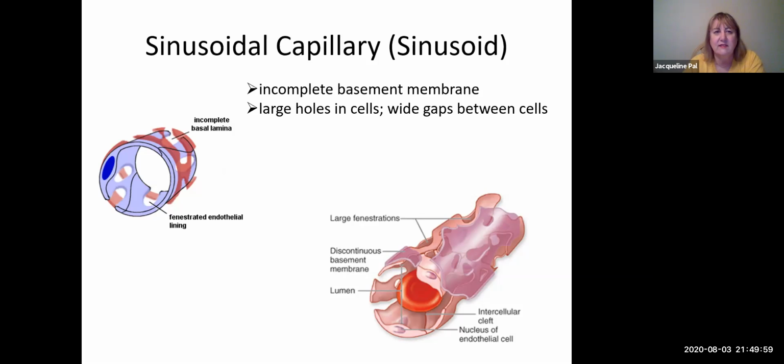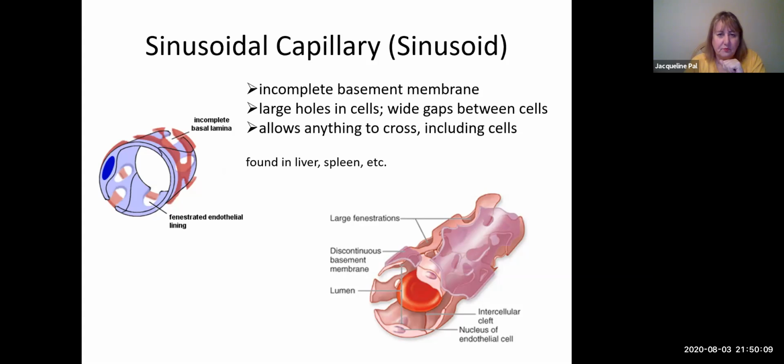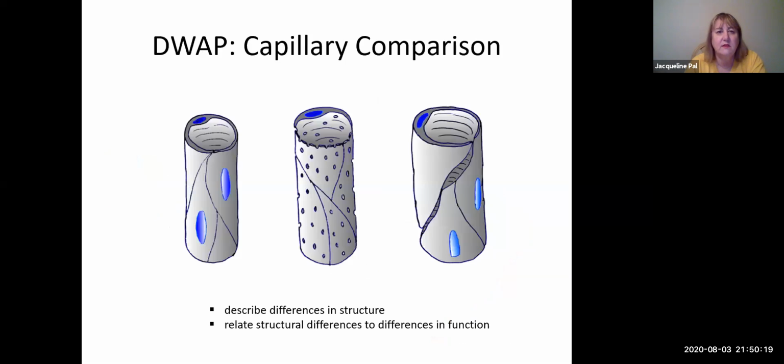Anything can exit. And these are called sinusoidal capillaries, which are also known as sinusoids, okay? So those are synonyms for each other. And there are a few places in the body where these are found, for instance, liver and the spleen, and some other places we will talk about.